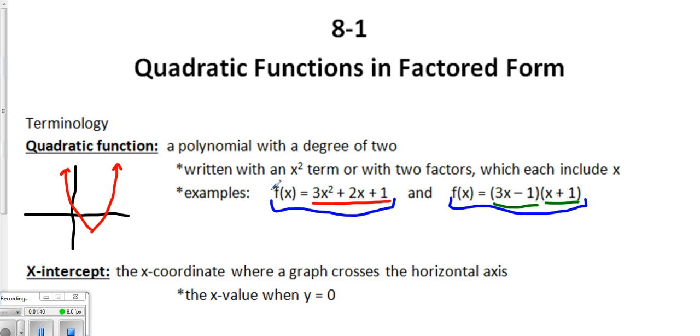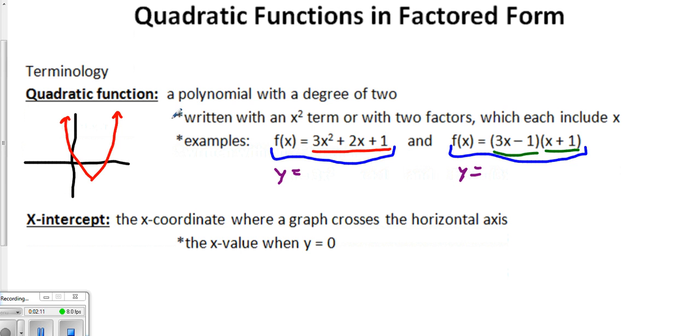Now again, we're writing these equations. We're not using it as like y equals. They have them written as f of x equals. They mean the same thing. Y equals 3x squared plus 2x plus 1 is the same as if we did f of x equals 3x squared plus 2x plus 1. You can do either way. They mean the same thing. The f of x is just called our function notation. So it's letting us know that this will graph a function, not just a relation.